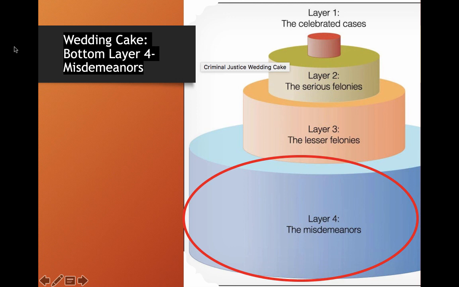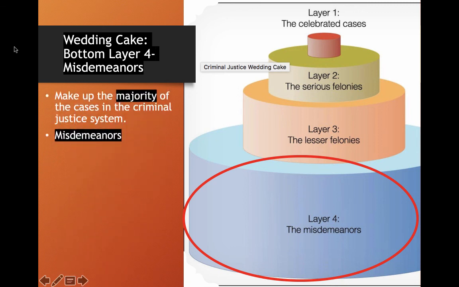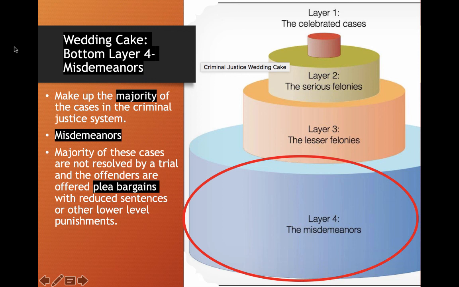As you notice, that's the biggest layer, and it's called the misdemeanors. A misdemeanor is a crime that's punishable by less than a year in jail and generally a fine. Most of these cases are resolved by not going to trial and are plea bargained. For example, if you went into Walmart and stole some movies, you could be arrested or written a citation for a misdemeanor of larceny or theft, and you could be given a court date. Generally, if you talk to the attorney prosecuting the case, that can be plea bargained, or you can get a warning if it's your first time, or you can go to a diversion program.